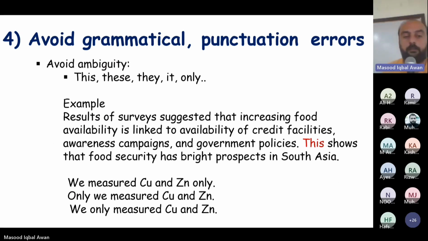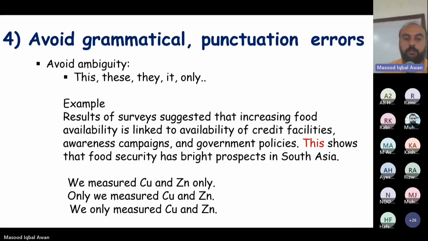And we must avoid ambiguity. Which words create ambiguity? This, these, they, it, only. These are words which create ambiguity. As an example, results of surveys suggest that increasing food availability is linked to availability of credit facilities, awareness campaigns, and government policies. This shows that food security has bright prospects in South Asia. So here we are not clear what this is referring to, whether it is referring to results or survey or to food availability or whatsoever.